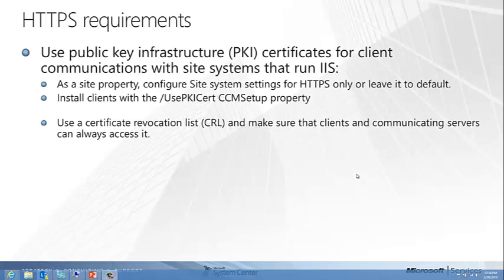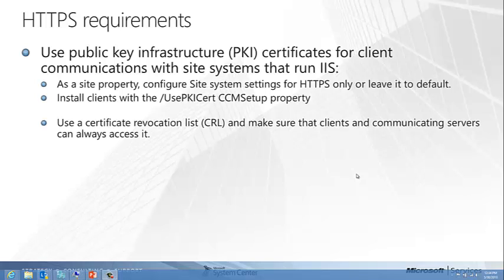Install clients. When you're installing the client, you need to use the use PKI cert installation property when you run CCMSetup on a workgroup machine. We'll see that, and there are a few more switches and properties which you need to add with the use PKI cert. And then there is the certificate revocation list.